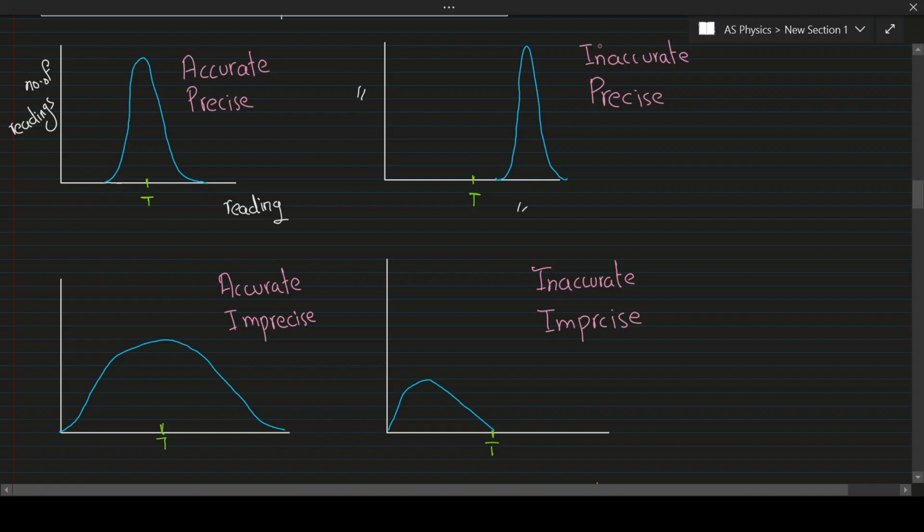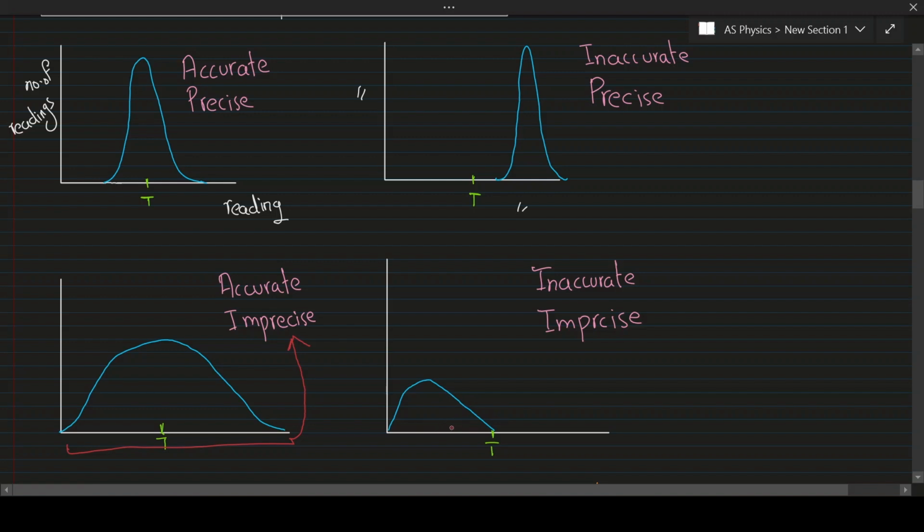Moving on to the second graph, we can see that not a single value is on the true value, which means that the result is inaccurate. Similarly, the experiment is precise because the range is less. Then moving on to the third graph, which shows that the result is accurate. There's a peak on the true value, but the range is very large, which means that the experiment was imprecise.